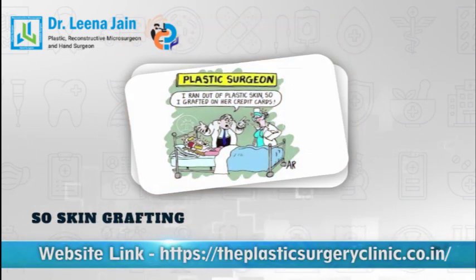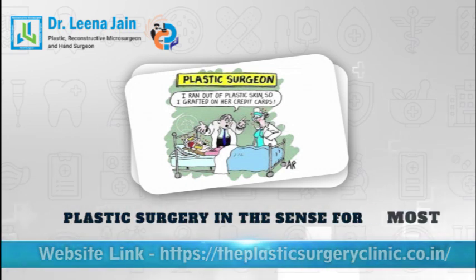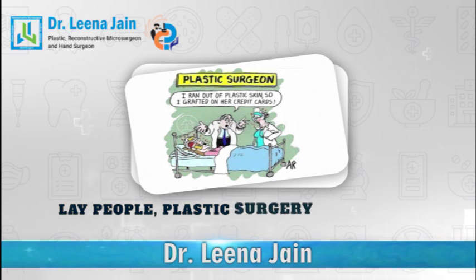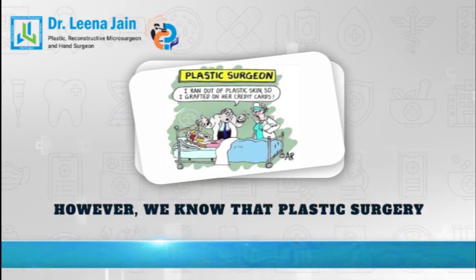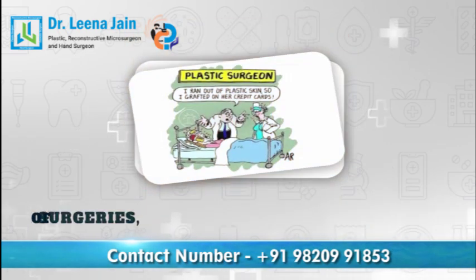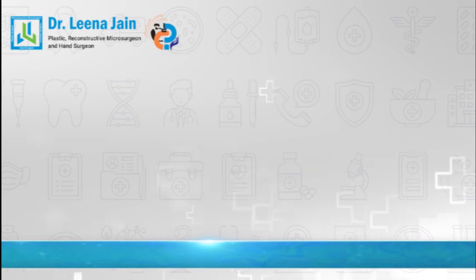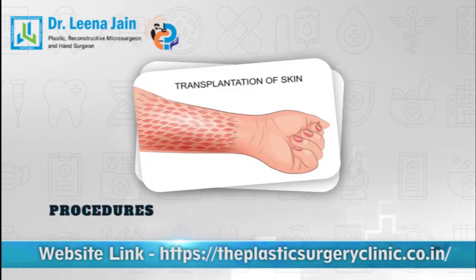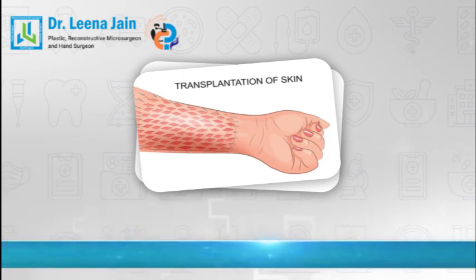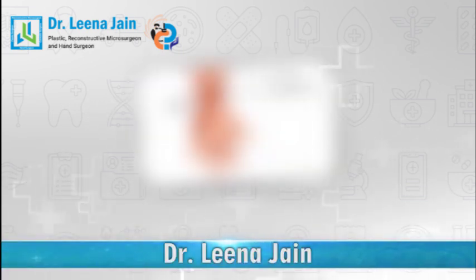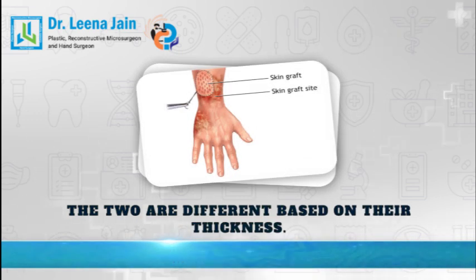So, skin grafting is almost synonymous with plastic surgery. In the sense that, for most lay people, plastic surgery equals skin grafting. However, we know that plastic surgery involves a whole spectrum of surgeries, one of which is skin grafting. There are two types of skin grafting procedures called a split thickness skin graft or a full thickness skin graft. The two are different based on their thickness.